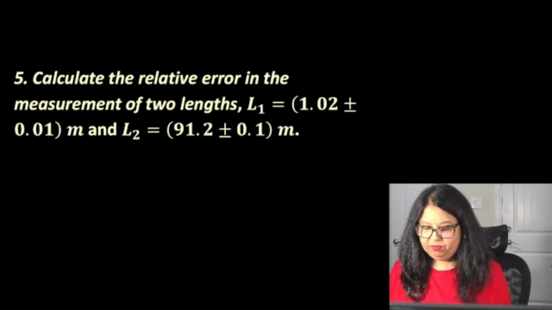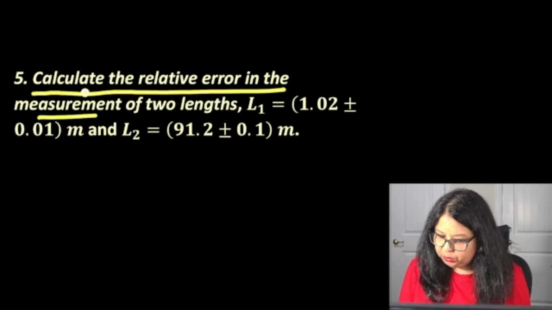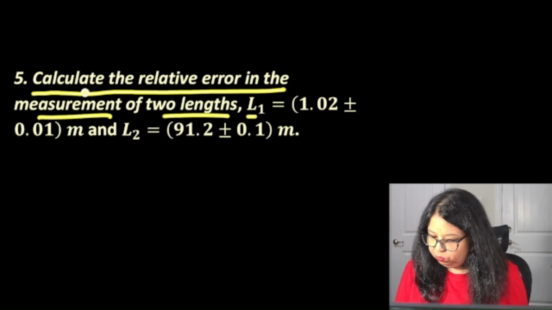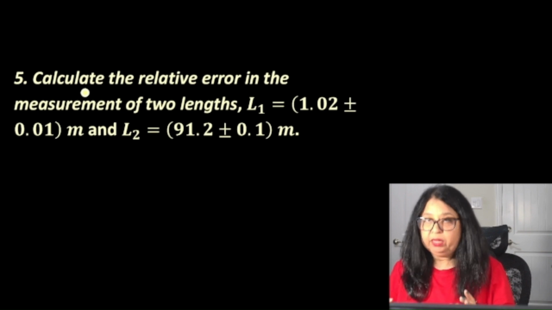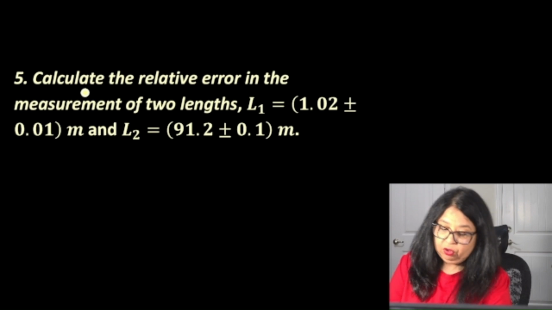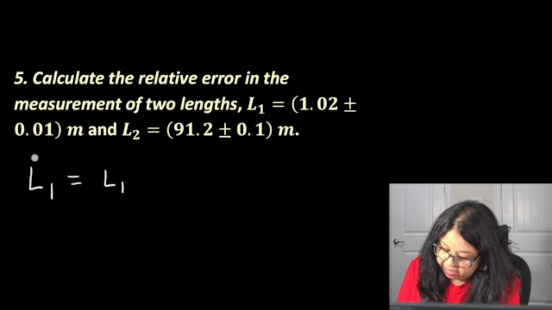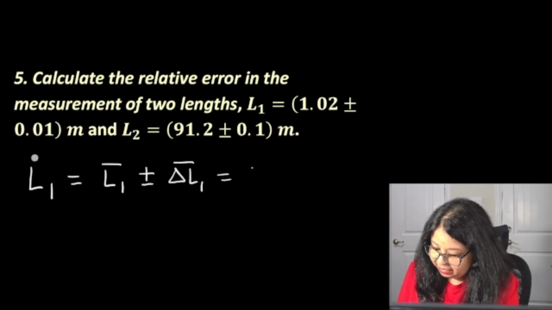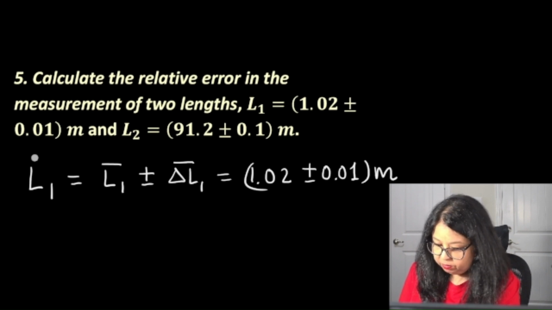Problem number 5. It says, calculate the relative error in the measurement of 2 lengths. So we are given these 2 lengths. We're asked to calculate the relative error in L1 and L2. So what is L1 equal to? L1 is, let's call this L1 bar plus minus delta L1 bar, is 1.02 plus minus 0.01 meters.